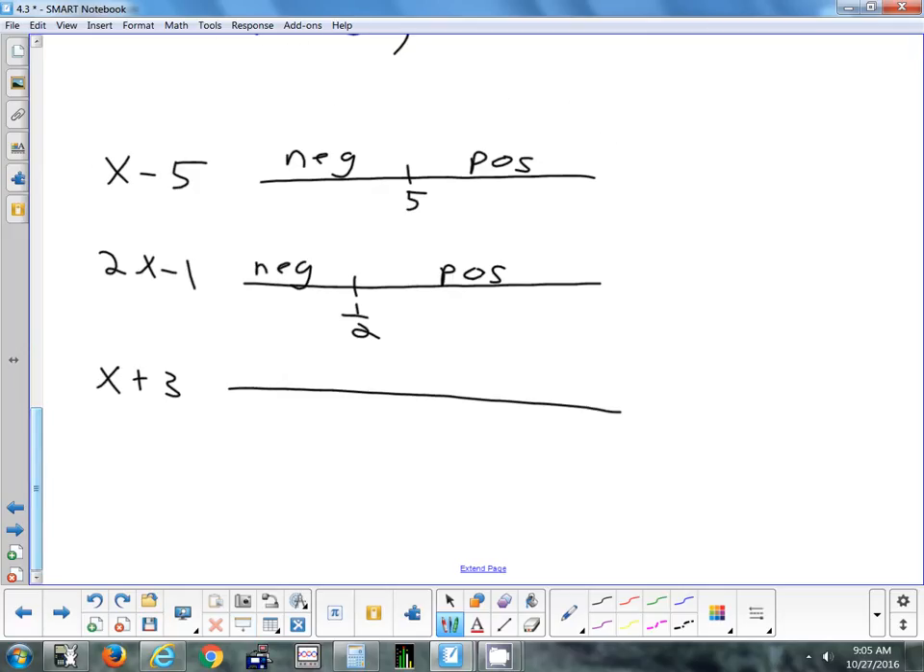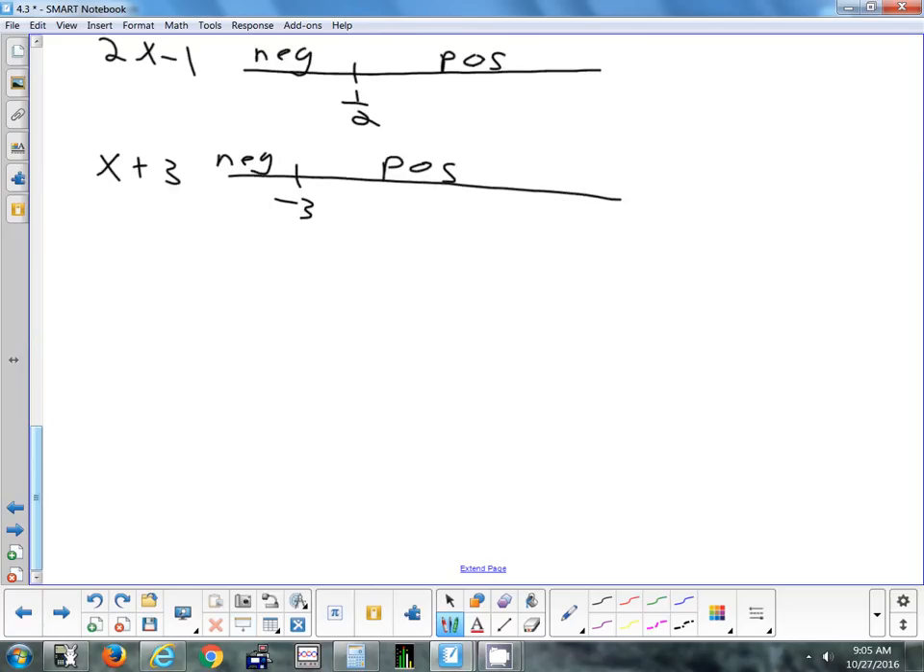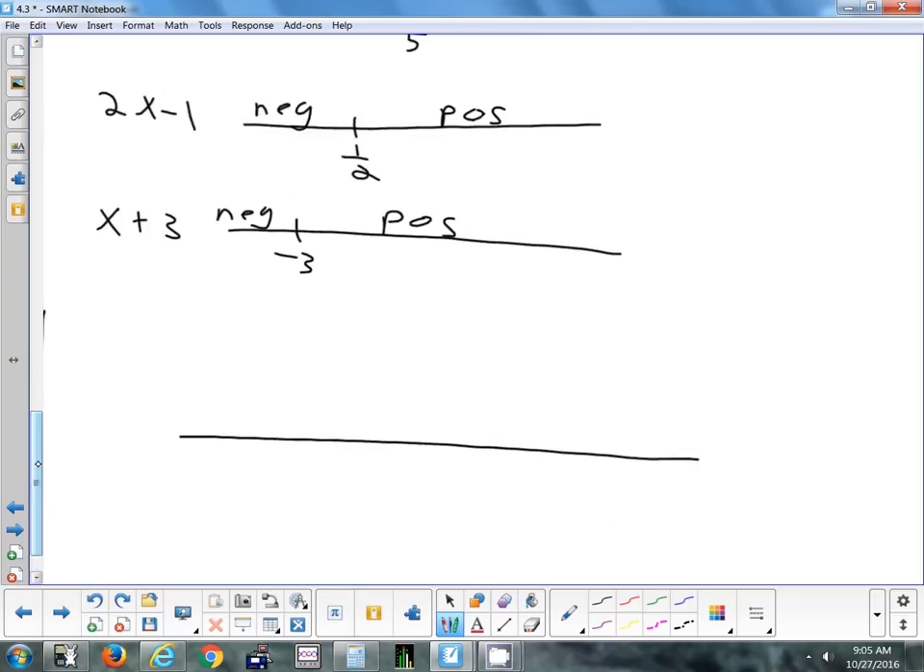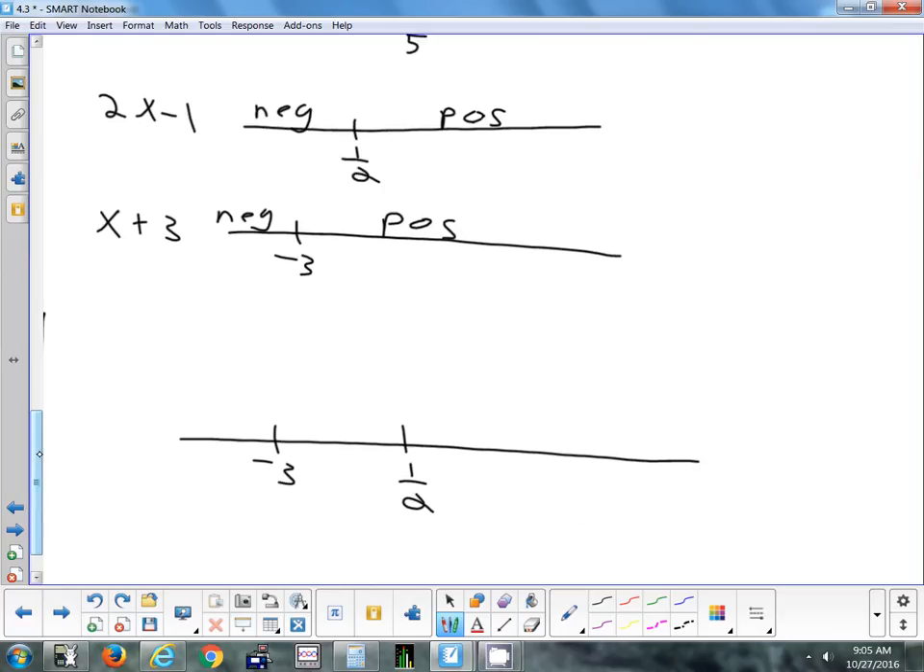What gives me 0 in that factor? Negative 3. Plug in numbers bigger than negative 3. You get positives. Plug in numbers smaller than negative 3 for x. Negatives. And now this is the part I was saying you could have just jumped right to if you already understand all that. Make your final number line with negative 3, 1/2, and 5.